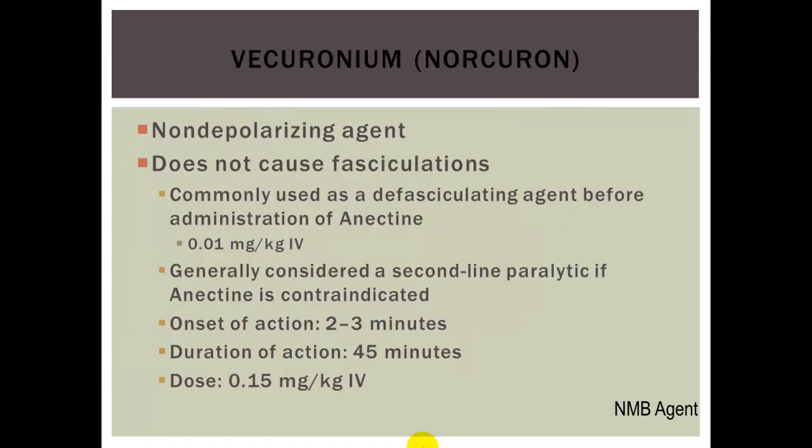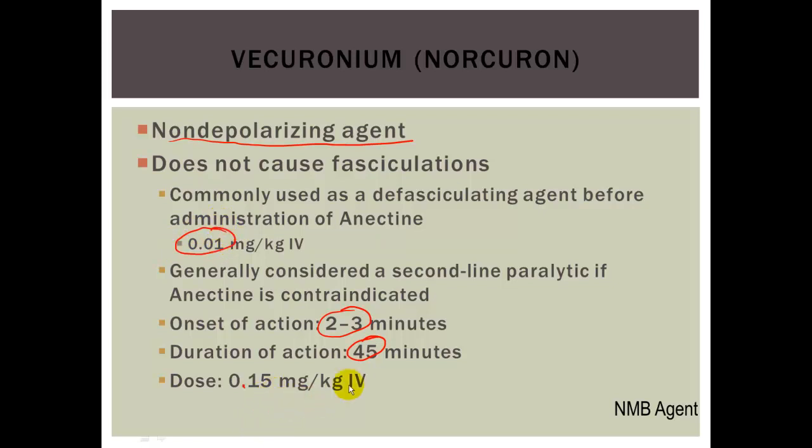Vecuronium or Norcuron is a non-depolarizing agent. This is going to block. Does not cause fasciculations. Commonly used as a defasciculating agent before administering Anectine. The defasciculating dose is going to be 0.01 milligrams per kilogram. Generally considered a second-line paralytic if Anectine is contraindicated. Onset of action is fairly rapid, 2 to 3 minutes. Duration of action is going to be about 45 minutes. Dose, 0.15 milligrams per kilogram. And if you'll notice, that's about one-tenth of the dose.